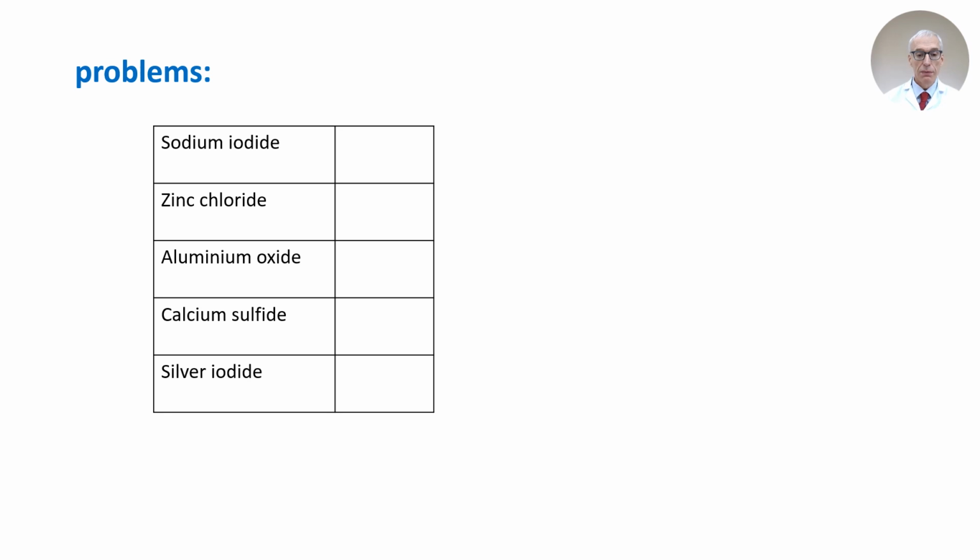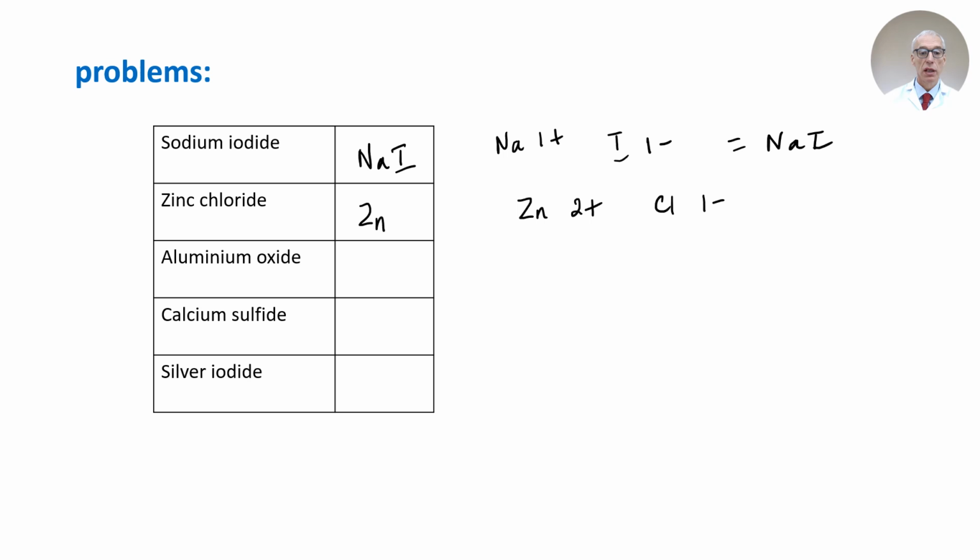Okay, so I'm going to go through. Sodium is 1 plus, iodide 1 minus. So we each need one of those. So sodium iodide. Zinc is a transition metal, so we're going to assume it's 2 plus. Chloride is in group 7, so it's 1 minus. So we'll need 2 of those. We'll need 2 chlorides to cancel the 2 positive. Aluminium, 3 plus. Oxygen is 2 minus.